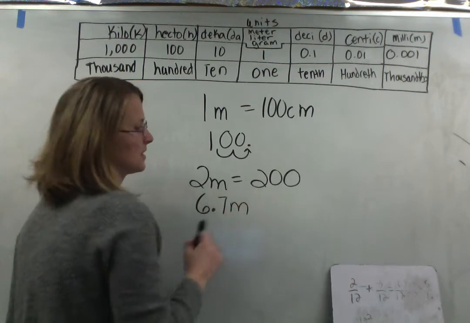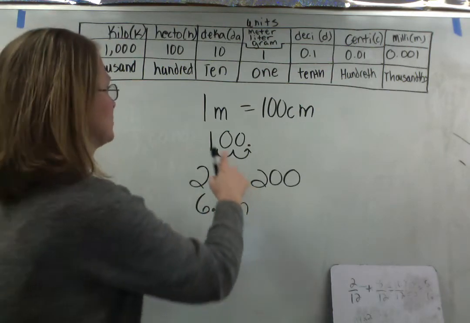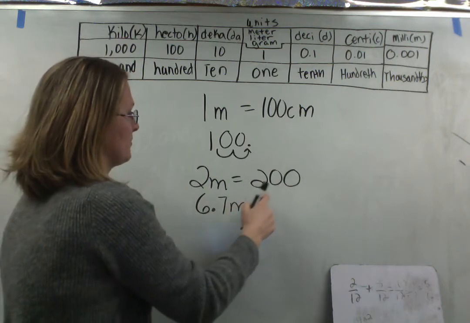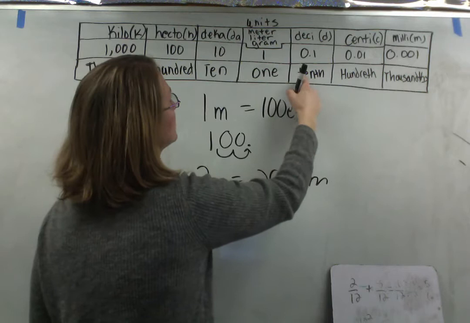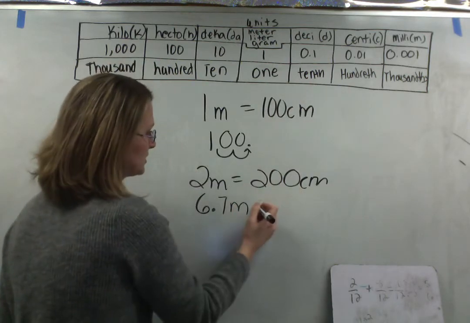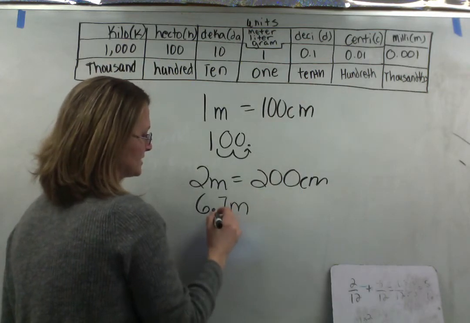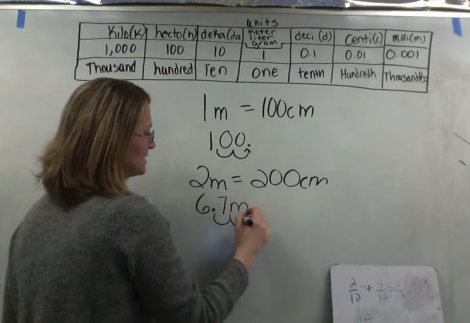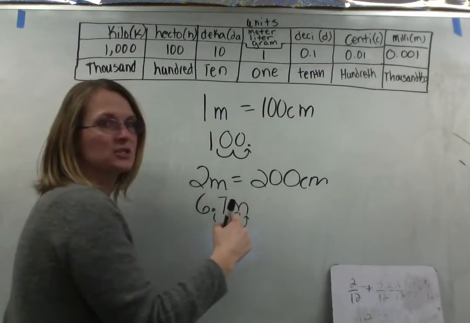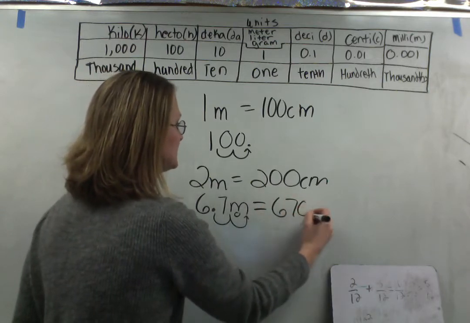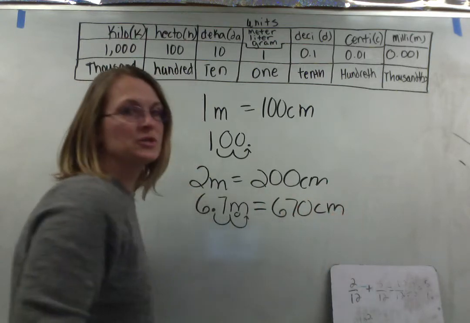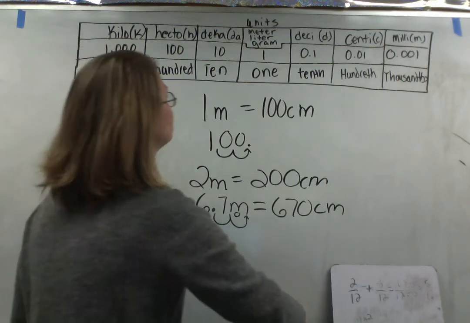So if I had 6.7 meters, all I have to do to change it to centimeters is multiply by 100. So I take the decimal, move it 1, 2 places, and put a 0 in that empty space, just like we did at the beginning of the year. So it's going to be 670 centimeters. It's super easy to do it that way.